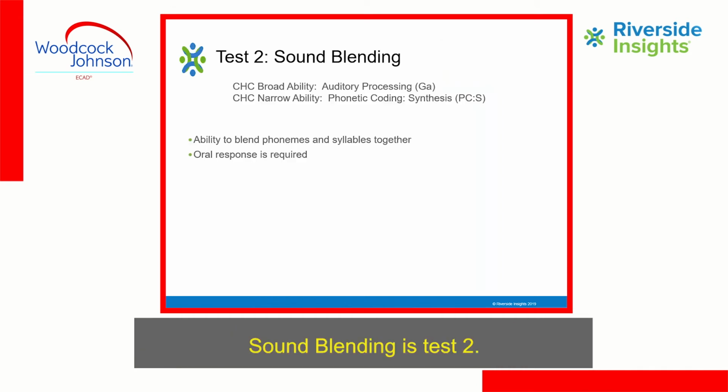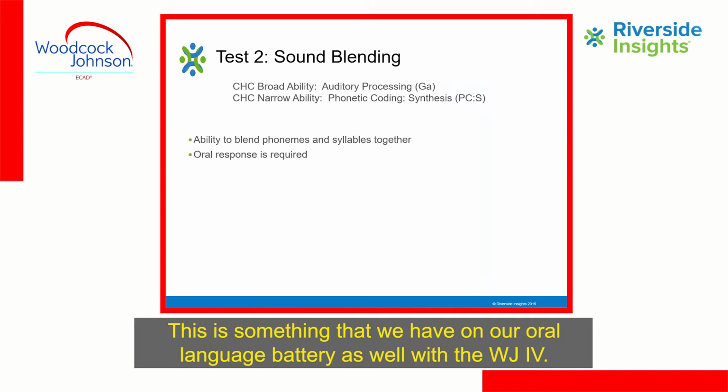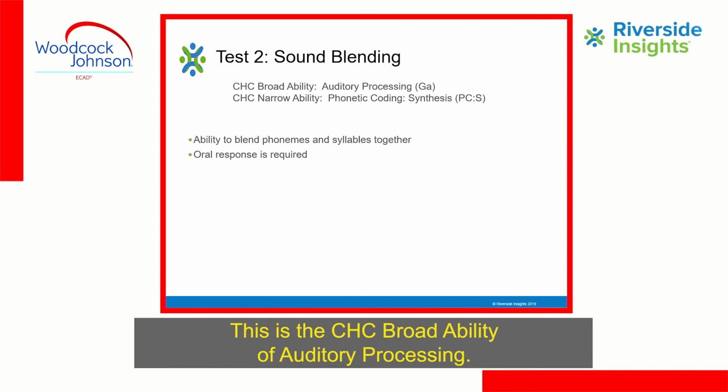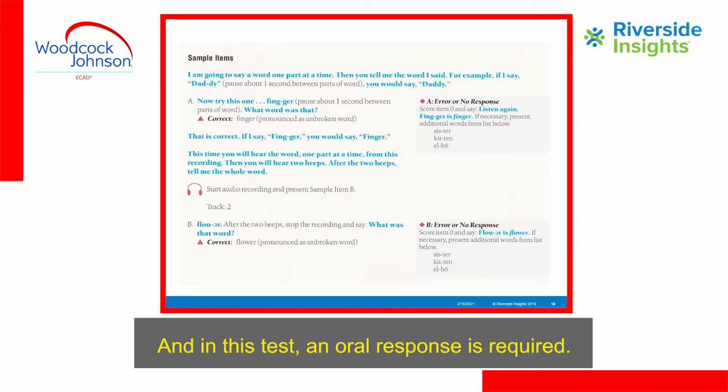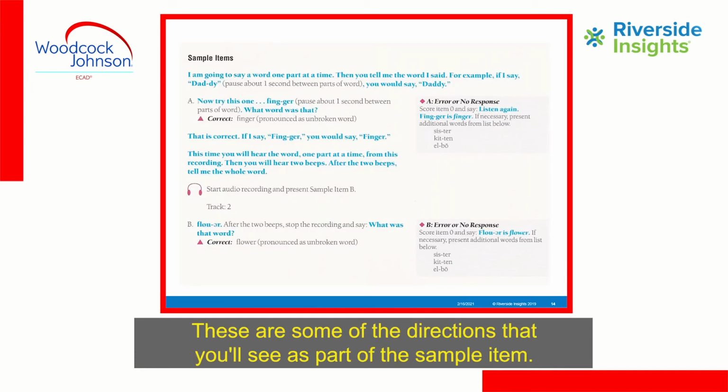Sound blending is test 2. This is something that we have on our oral language battery as well with the WJ4. This is the CHC broad ability of auditory processing. It's the ability to blend phonemes and syllables together. And in this test, an oral response is required.